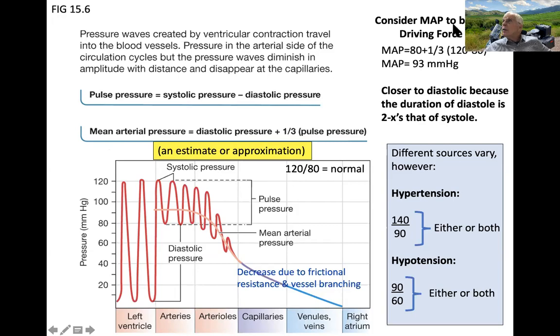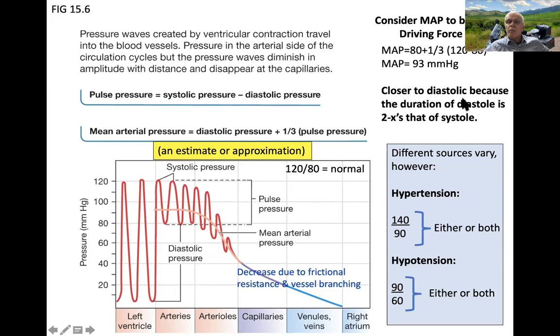So over here, I've got mean arterial pressure, that's the driving force. If I take some textbook values like systolic over diastolic being 120/80, and calculate the mean arterial pressure as diastolic plus 1/3 the pulse pressure, the diastolic meaning 80, it equals 80 plus 1/3 the pressure difference here, and I come up with something about 93 millimeters of mercury pressure. It's closest to diastolic pressure.